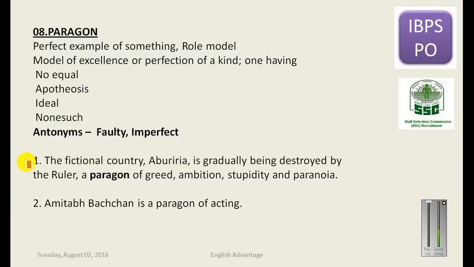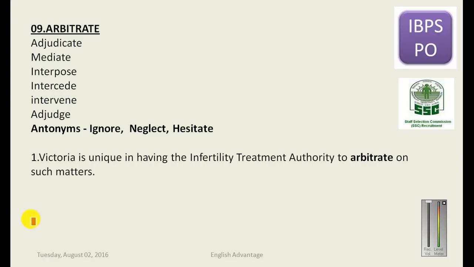Now let us look at the sentence. The fictional country Oburia is gradually being destroyed by the ruler, a paragon of greed, ambition, stupidity, and paranoia. Now next sentence is Amitabh Bachchan is a paragon of acting. He is a model of excellence because he is excellent at acting. So these are the example sentences, very simple sentences.